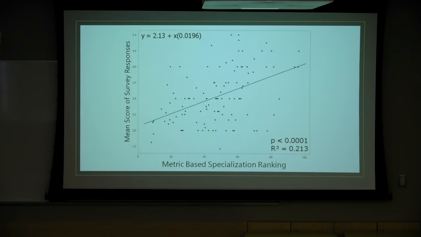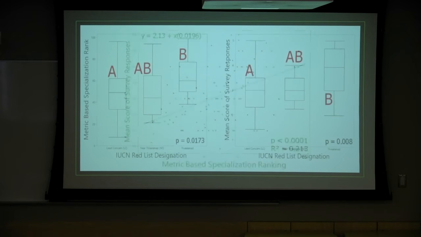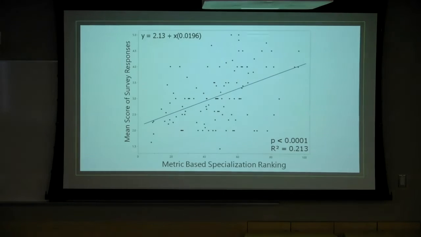So what you're seeing here are the survey results, the survey scores by species, correlated against the metric-based specialization rankings. And you'll see that there's a significant relationship, a positive relationship between the metric-based scoring and the survey-based scoring. So there is some agreement between what experts think about specialization and what actual real-world metrics would suggest about specialization.